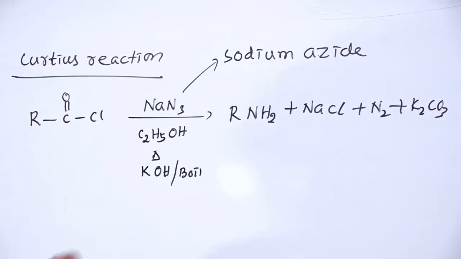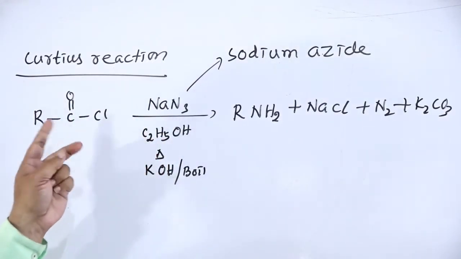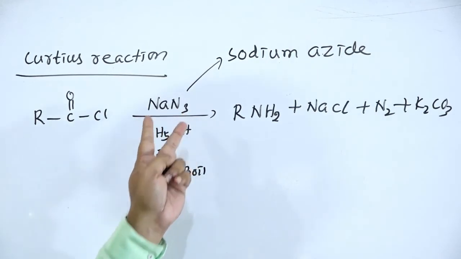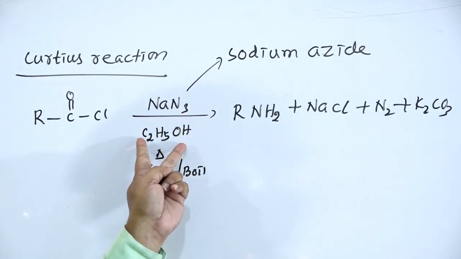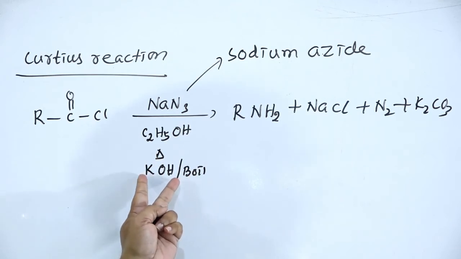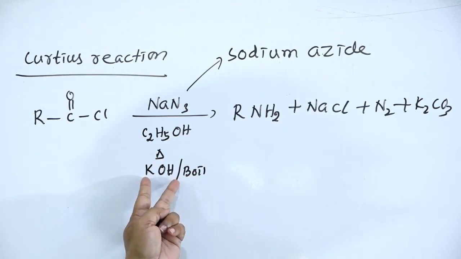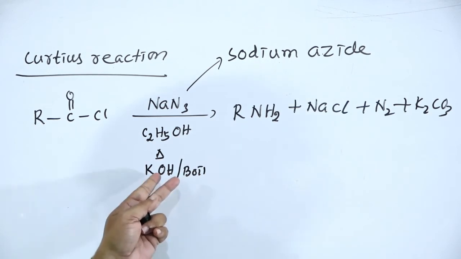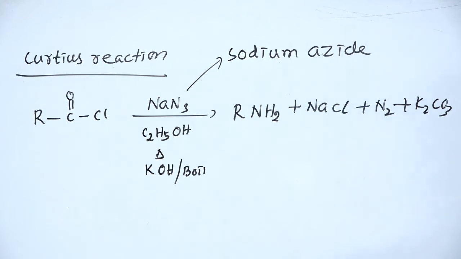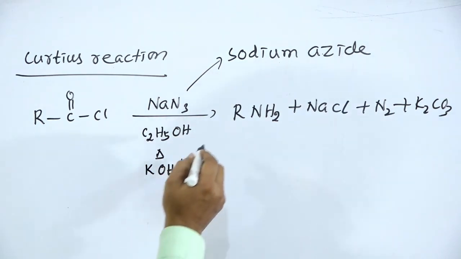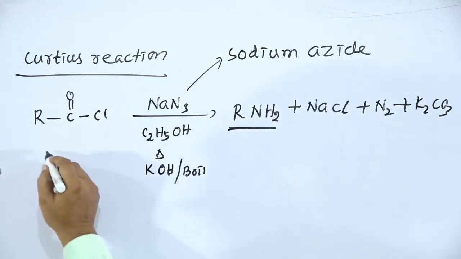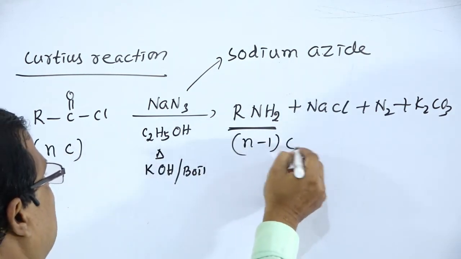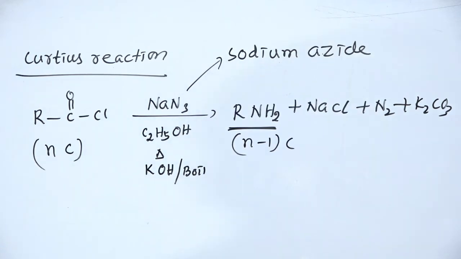Sodium azide, NaN3, that is the formula. Acid chlorides that have been treated with sodium azide in the presence of ethyl alcohol, followed by treatment with alkali, that is, boiled in the presence of alkali KOH, give an amine with one carbon atom less. This contains n carbon atoms, this contains n minus 1 carbon atoms. That reaction is the Curtius reaction.